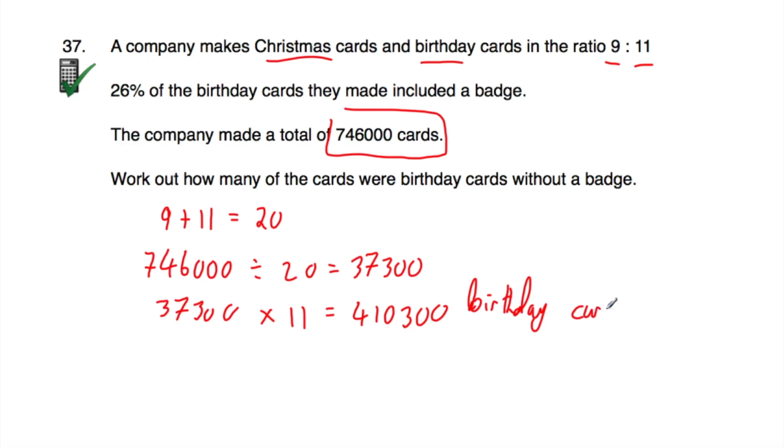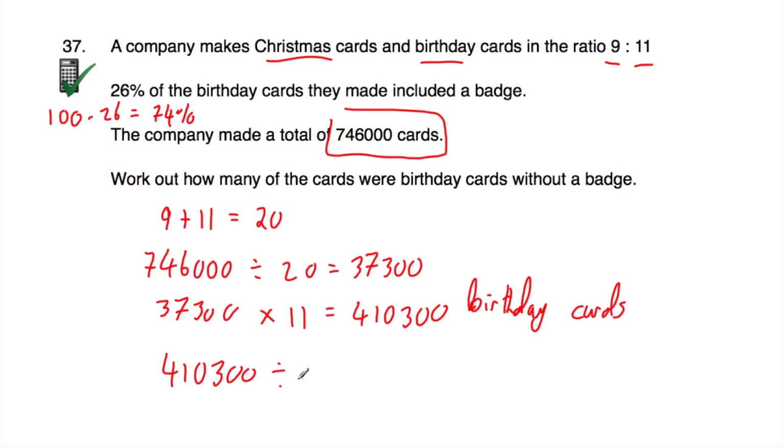Now, we want to find out how many birthday cards did not have a badge. We're told that 26% of the birthday cards had a badge. So we could work out 26% of this number and then take it away from how many birthday cards there were. Or what I'm going to do in this question is say, if 26% of them had a badge, the rest, so 100 take away 26, is equal to 74%. So 74% of the birthday cards did not have a badge. So we need to work out 74% of 410,300. So let's do that.